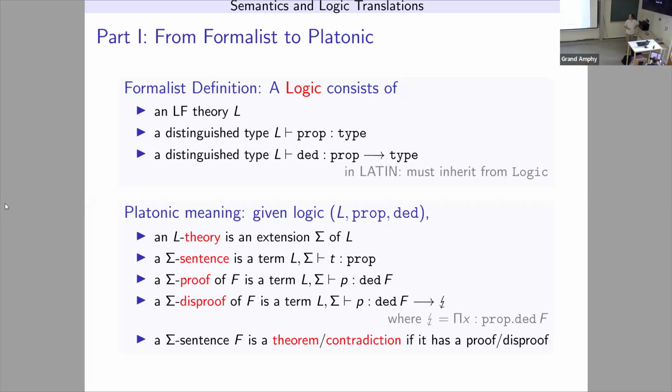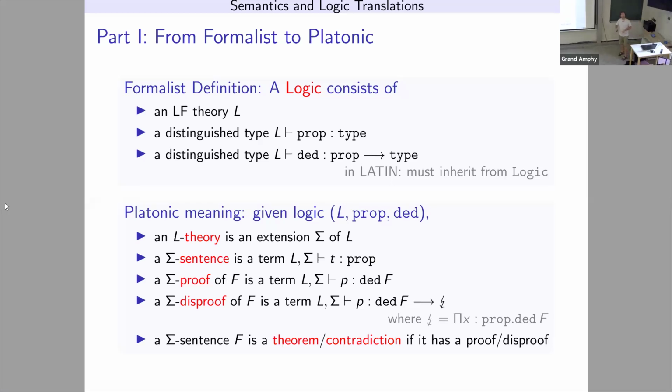Basically what I've said before, but now made precise. We're defining a logic to consist of an LF theory L, a distinguished type of propositions, and a distinguished type family of proofs for those. That's the absolute minimum we need to reasonably call it a logic, in the sense that we have formulas and truths of formulas.